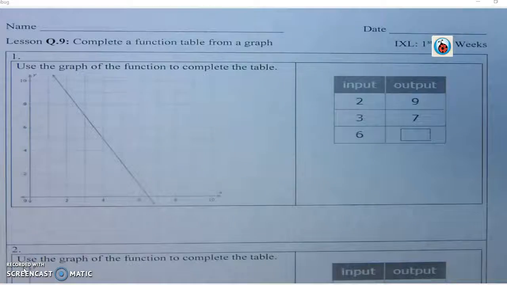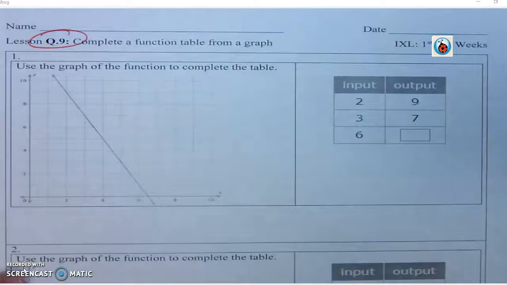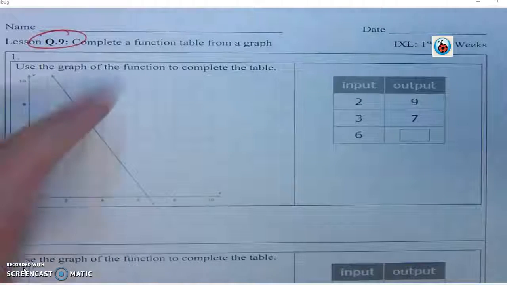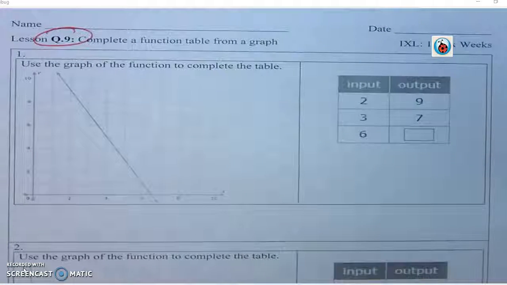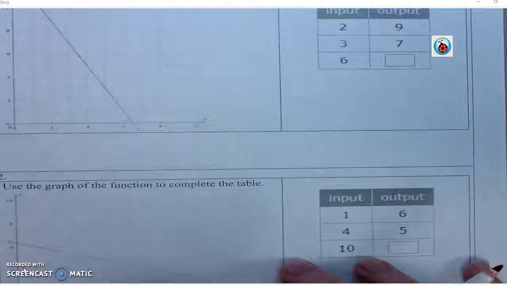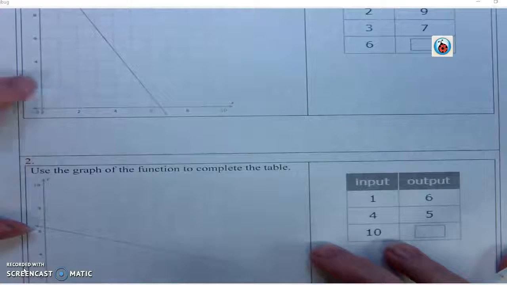Hey there! In today's lesson we are going to be covering lesson Q9 and we will be discussing completing a function table from a graph. Alright, so the first thing we need to have available to us is a couple of definitions. So let's use the space here in the middle of your page to write those definitions.